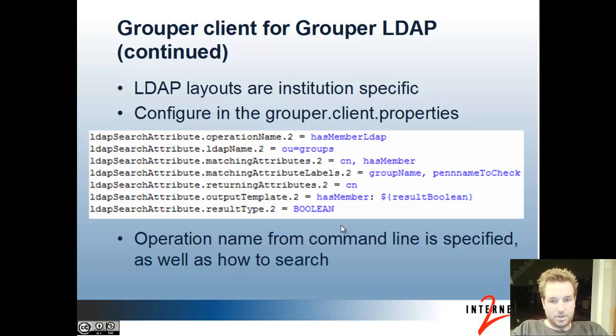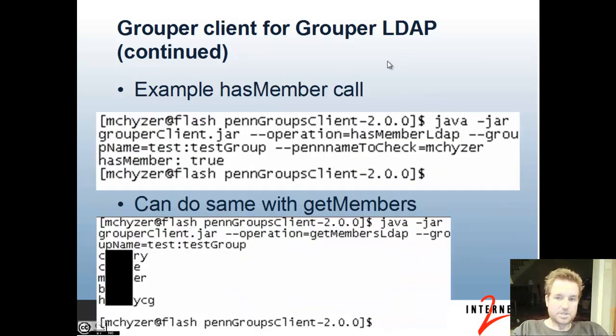So this operation name is what's going to be on the command line, and then all this stuff is about how to search and what to return. In this case, for a hasMember call on the command line, I'm just going to type java -jar grouperclient.jar --operation=hasMember LDAP, and then these are the inputs. Group name equals some group name that's provisioned to LDAP, --penNameToCheck equals MC Heiser, and then hasMember true or false will be returned.